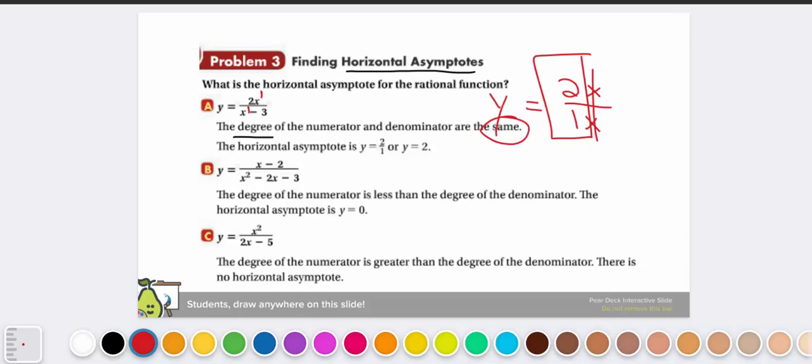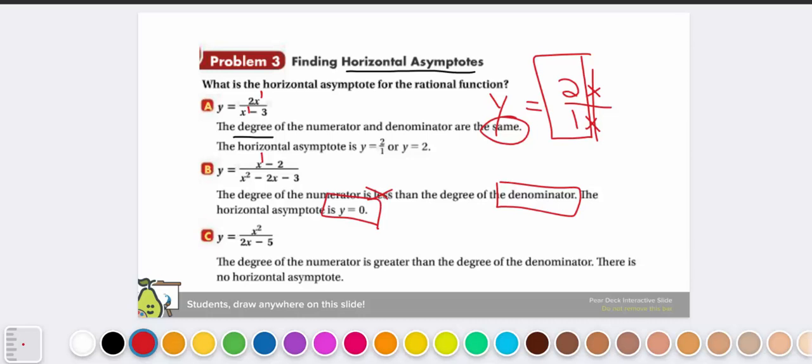So first thing is we check the degree. We find out who wins or if there's a tie. And what I mean by who wins is whether the top or the bottom is higher for the degree. And we'll see that as we go through the next two. So in part B, I have a degree of 1 over a degree of 2. The degree of the numerator is less. Okay. I like to work the other way. I like to say the degree of the denominator wins. Okay, so our winner is denominator, we get y equals 0.